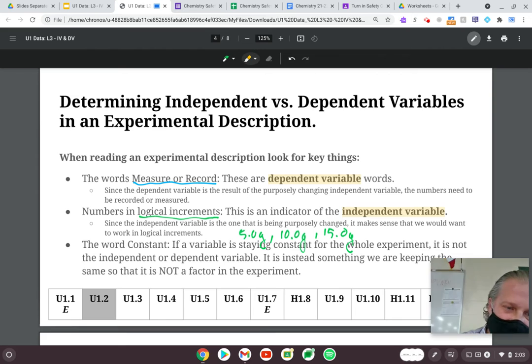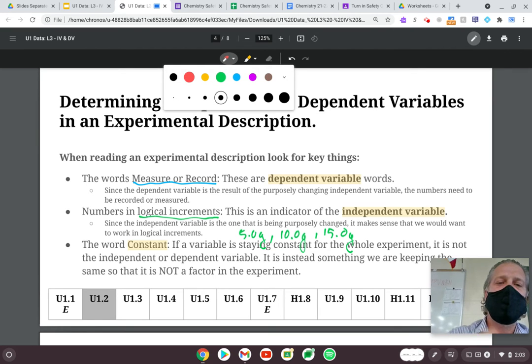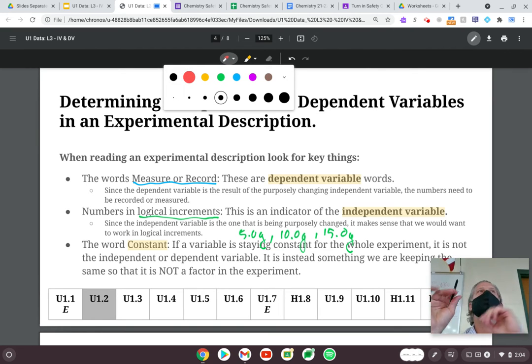And then a constant in this class is usually something that's part of the experiment but always stays the same. So what I mean by that is you might have something like, I performed the experiment at exactly 23 degrees Celsius. Well, why does that matter? Some reactions go faster or slower if there's a temperature change. So if we keep the temperature the same, then that temperature is a constant and not affecting the outcome of the experiment. I don't know. Any questions about that?